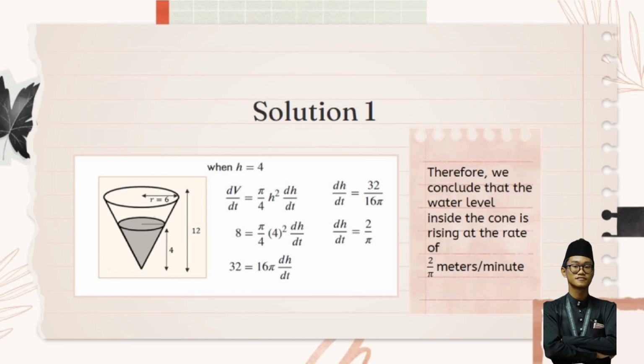Then we move the pi over 4, the 4 into the 8, and we will get 32 equal to 16 pi dh over dt. Then if we simplify it more, it will become dh over dt equal to 32 over 16 pi. And the answer we will get is dh over dt equal to 2 over pi. Therefore, we conclude that the water level inside the cone is rising at the rate of 2 over pi meters per minute.